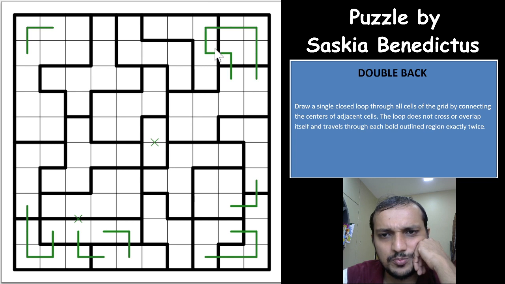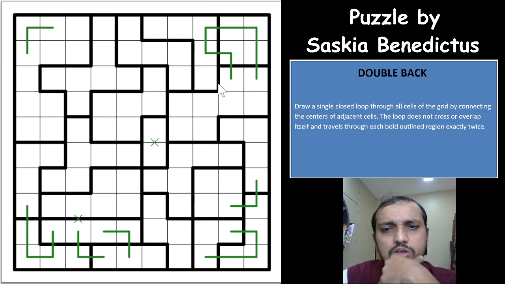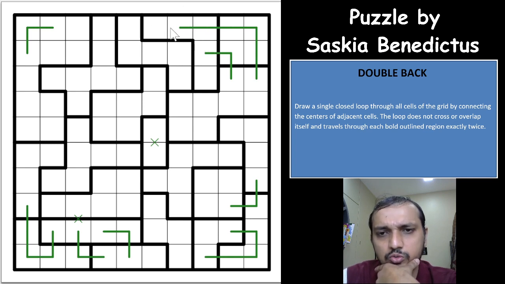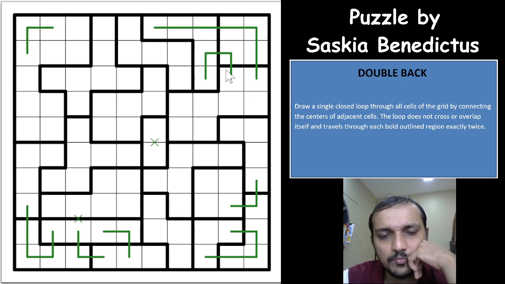Again this cannot be coming down, because you'll have this loop passing through it three times. So it has to go towards the left, straight, and this has to come towards the bottom. Again it would have to be this way.